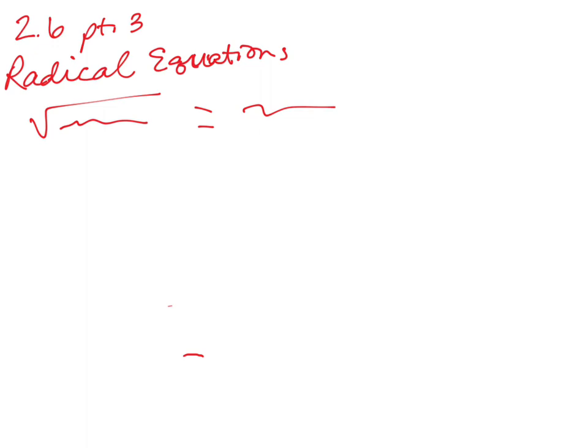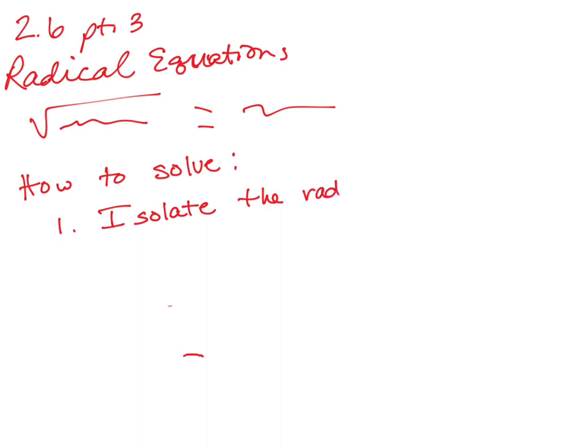Okay? So a couple of steps to solve these kinds of equations, radical equations. Number one, we're going to isolate the radical. Isolate the radical. That means get all of the stuff that's with it on the other side of the equation. Isolate the radical. Okay.